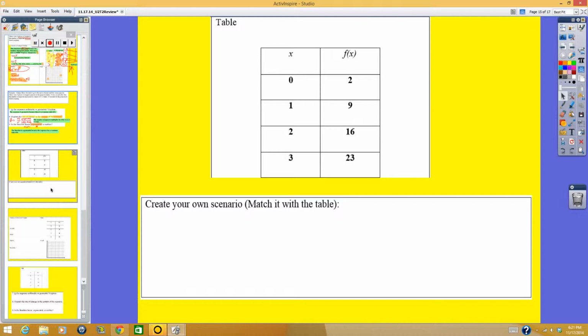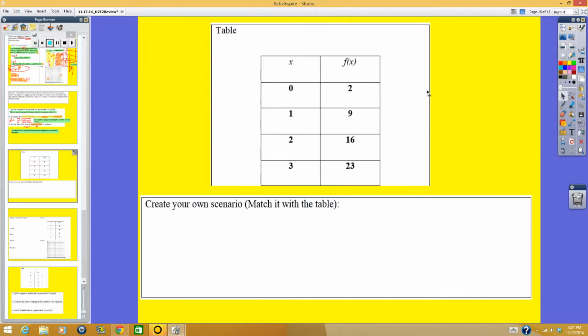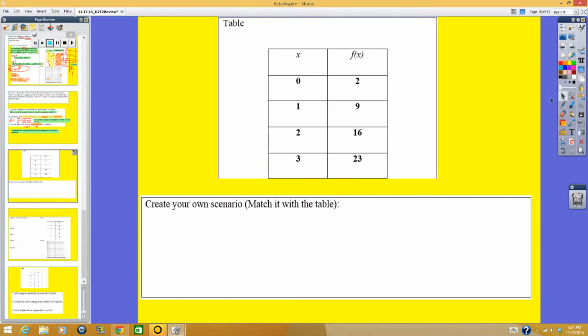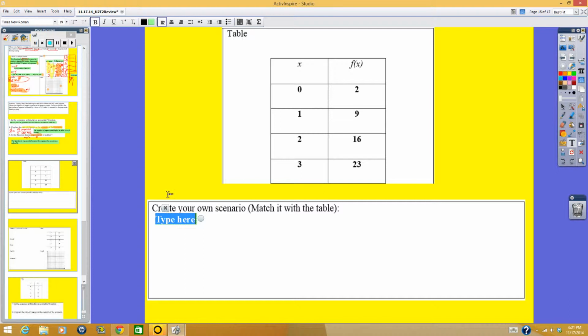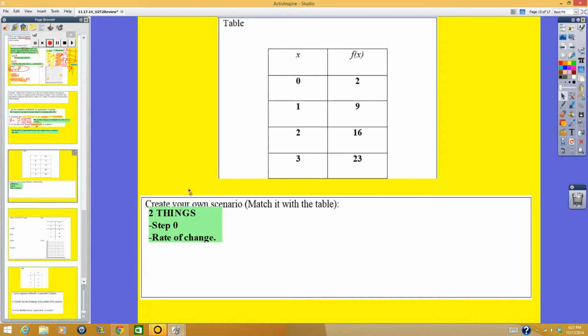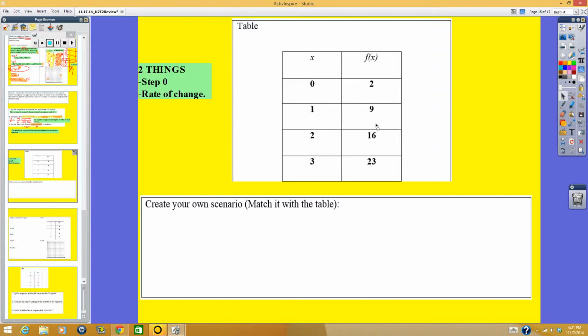I'm going to do the back. If you're good with the back, stop listening to the video, but I'm going to keep going to make sure we're good to go. Now, for creating your own scenario, you need 2 things. 1, you need to talk about step 0. 2, you need to talk about the rate of change. Okay? So I'll leave that up here. That's kind of your criteria for success for creating your own scenario.